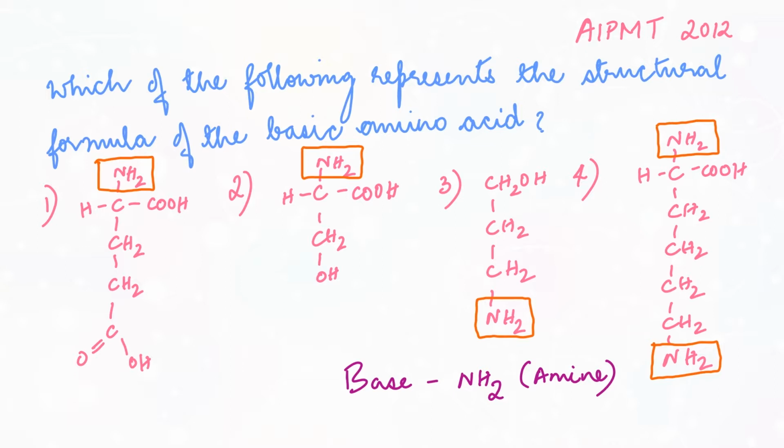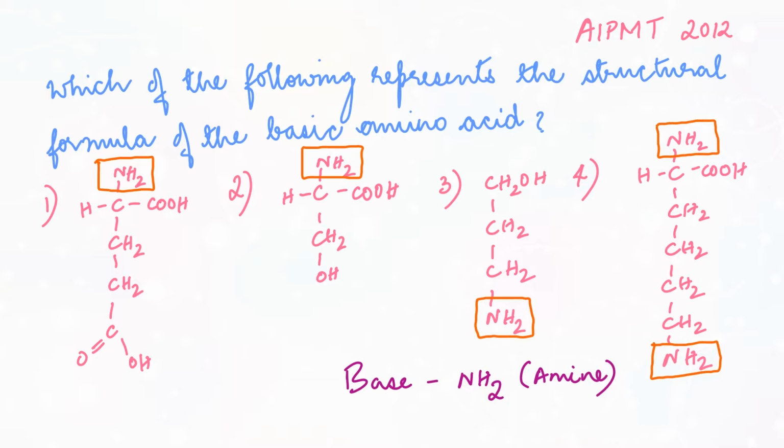Same is with option 2. It has one amine group attached to the C1 carbon. So amino acids basically have the amine group and the acid group. And when a basic group and an acidic group come together, basically the molecule as a whole is neutral because the acidity is cancelled off by the alkalinity of the amine group. So 1 and 2 are basically neutral molecules. They are not bases.